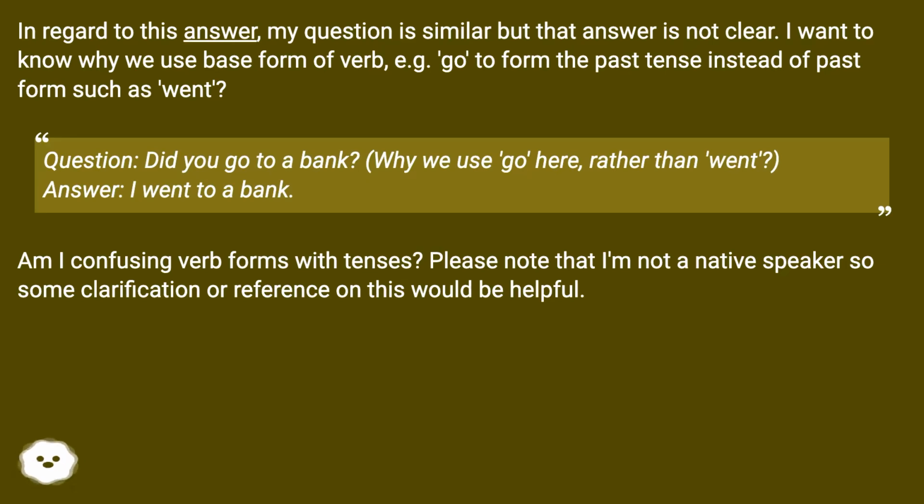Answer: I went to a bank. Am I confusing verb forms with tenses? Please note that I'm not a native speaker, so some clarification or reference on this would be helpful.